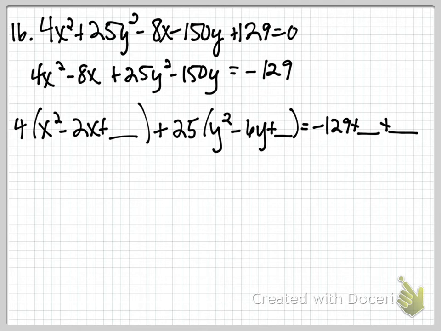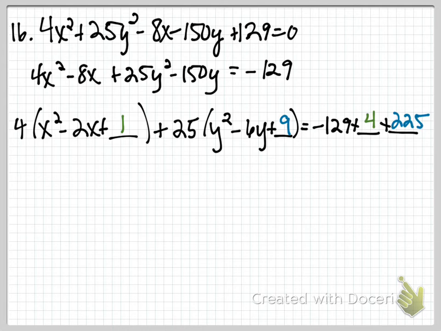For the x's, what goes in the blank? So b divided by 2 and squared, you get 1. And then what I add to the right, 4 times 1 is 4. For the y's, I get 9. And then what I add to the right is 25 times 9, which is going to be 225.